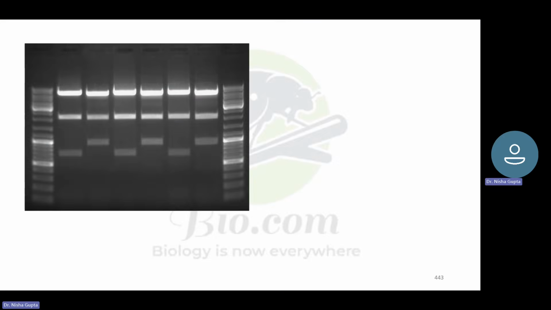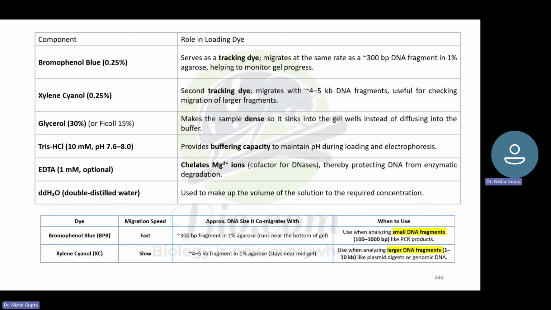Okay? So this is how you can visualize it through your gel documentation system. This is a ladder on both sides and you have certain samples which are amplified. So these are the things. Now, what is the role of bromophenol blue, xylene cyanol, and glycerol? These are the components of loading dye, right?